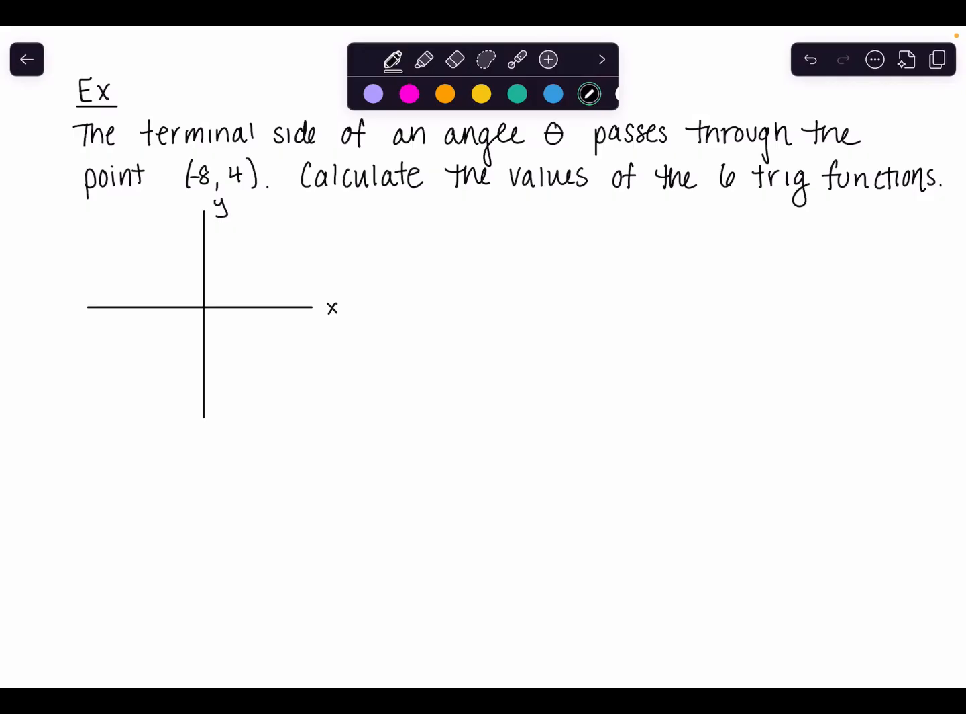My point is (-8, 4), which would be somewhere over here. I don't have to be super precise with it. But what this does is it ends up forming a right triangle. So there is my point (-8, 4), and here is my right triangle that I can go ahead and draw in.